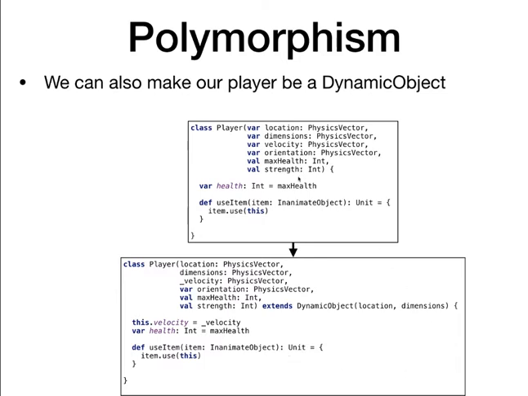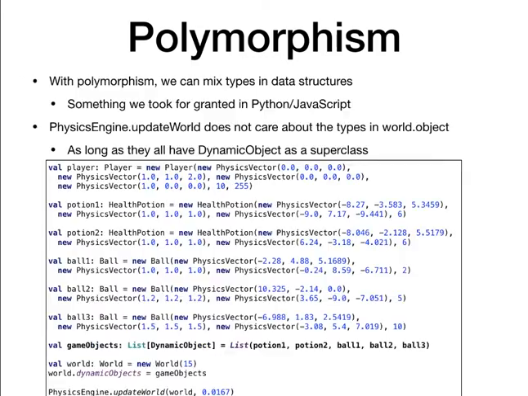But anyway, what change I made here is extend dynamic object from the player class, because I want my player to be able to interact with my physics engine as well. So I want my health potions, my balls, and my player to all be able to interact with the physics engine. And if I extend dynamic object, I can do that. And I'd say this is another huge, powerful advantage of polymorphism and inheritance.